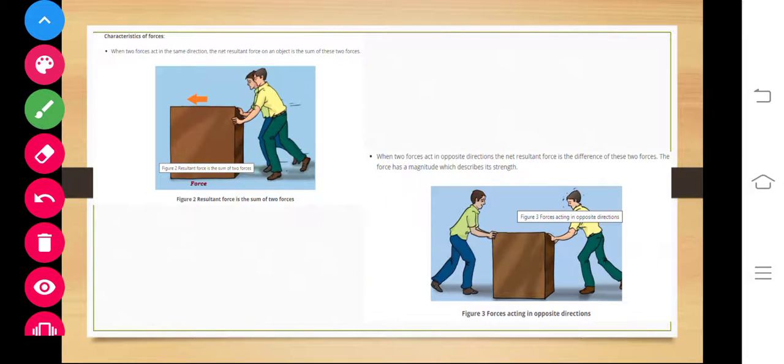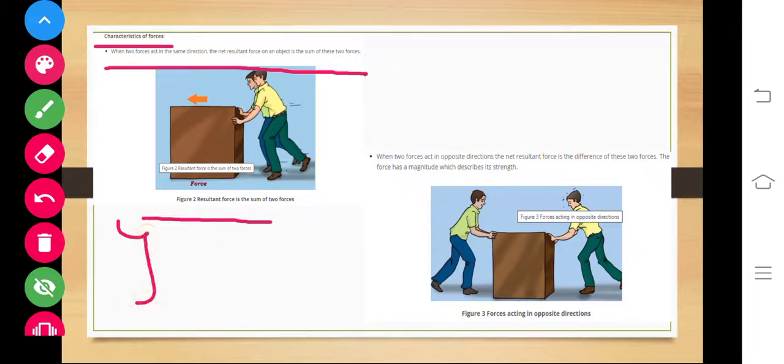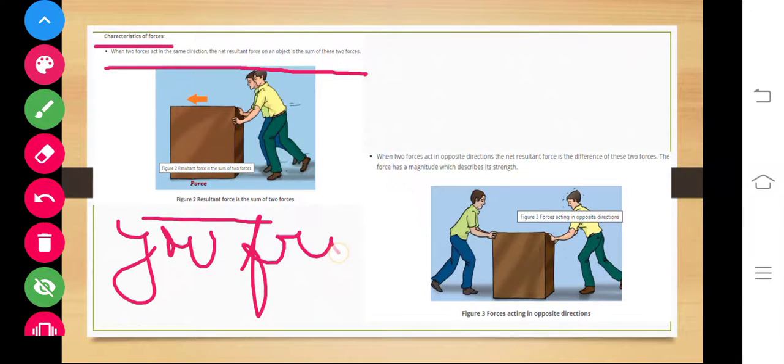Moving further with the characteristics of force. When two forces act in the same direction, the resultant force is the sum of the two forces. For example, if you and your friend are pushing a box from the same direction, the object will move in that direction, as I have shown with the arrow.